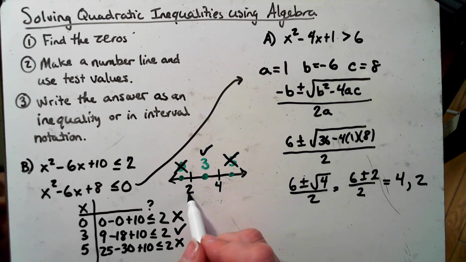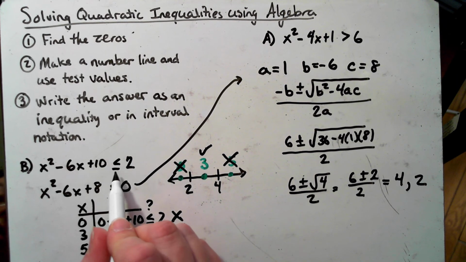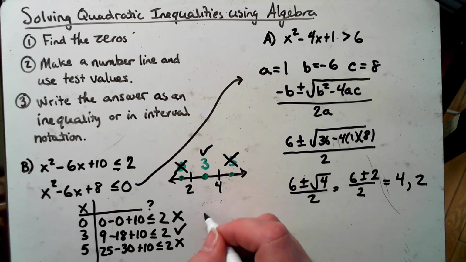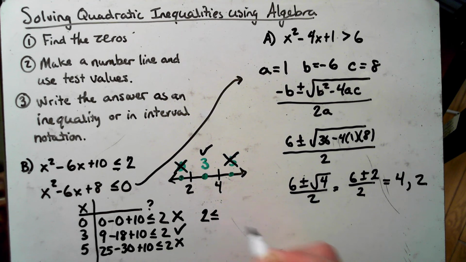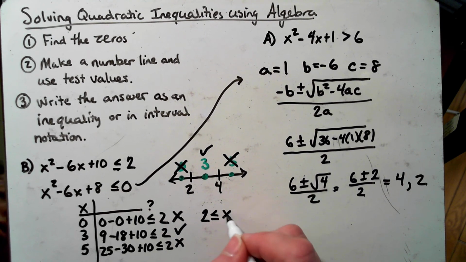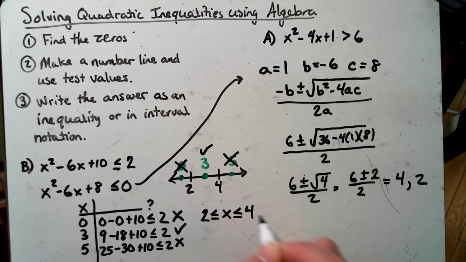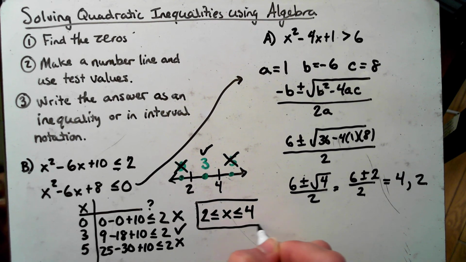So I need to say the numbers between 2 and 4. Now notice this had an or equal to symbol. So when I write it, I can put the or equal to symbol here. So x is between 2 and 4, and that's my answer there.